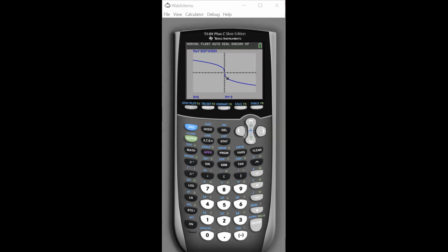Your domain is how far is it going to the right? How far is it going to the left? It's never going to stop. Negative infinity to positive infinity. And then your range, how far is it going to go up? How far is it going to go down? It's going to be very similar to the last one as well. Negative infinity to positive infinity. It never stops. It just keeps getting higher and lower.